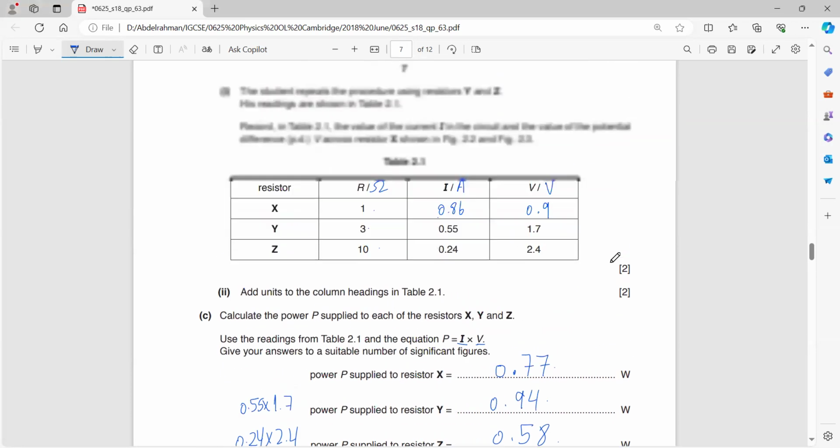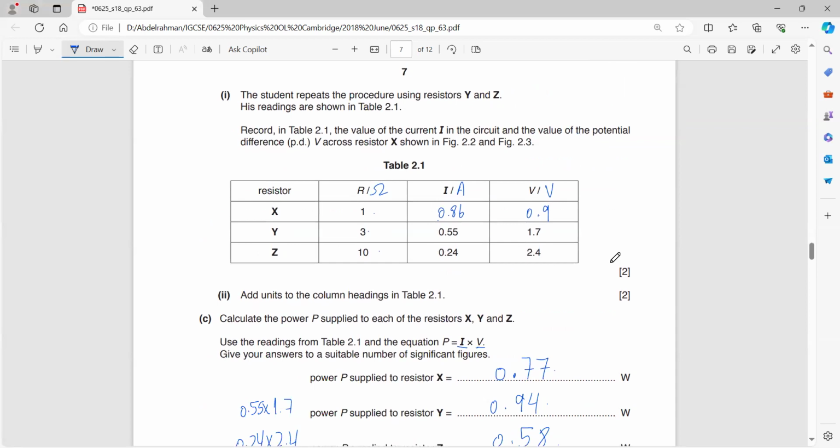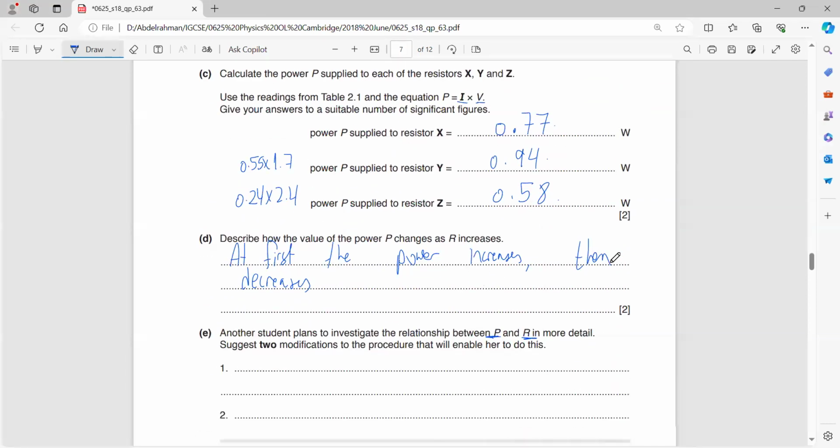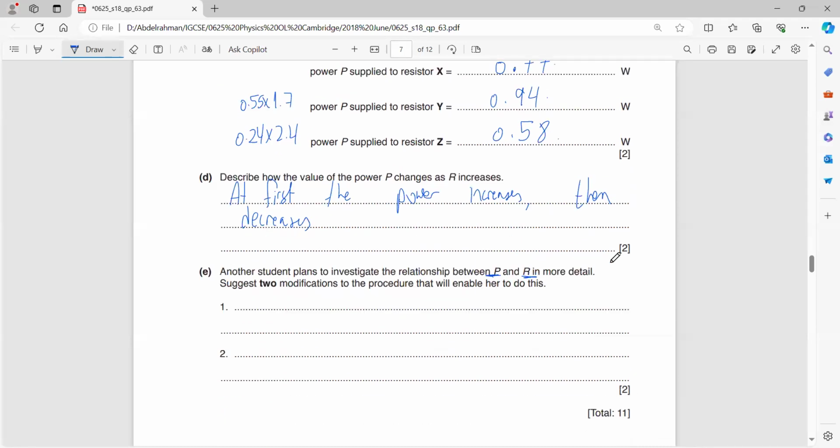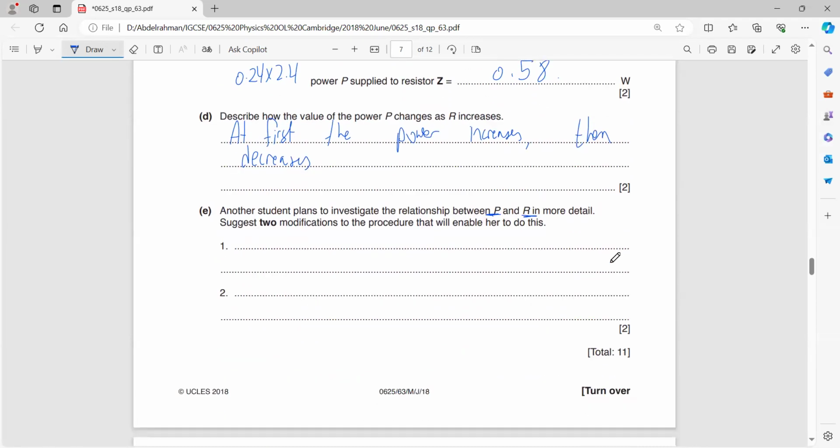Here, how many resistors did I use? How many? 3. Is that enough for an experiment? No, that is not enough. That's the whole point. In paper 6, it's never enough to use only 2 or 3 values. In paper 6, we must use at least 5 values.